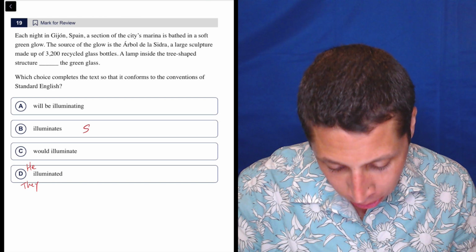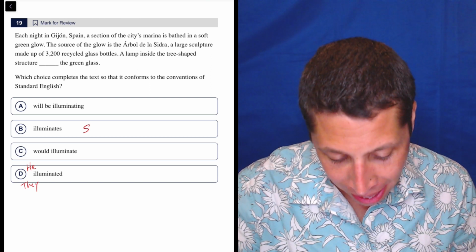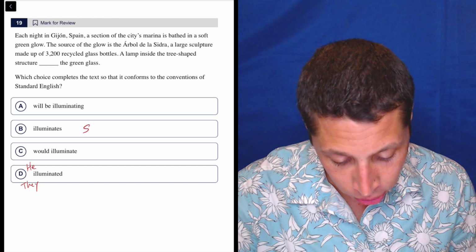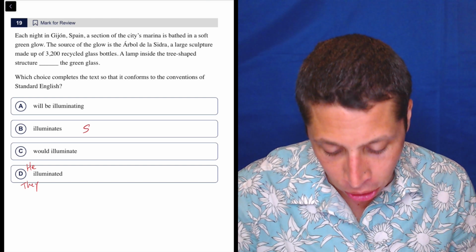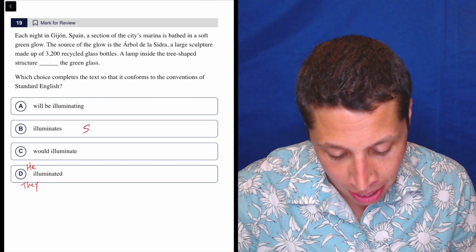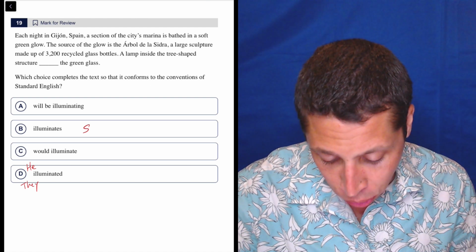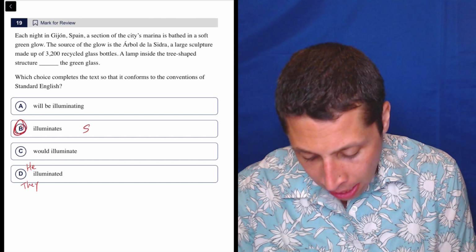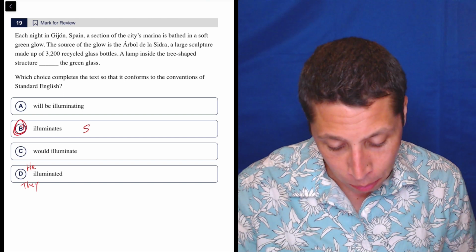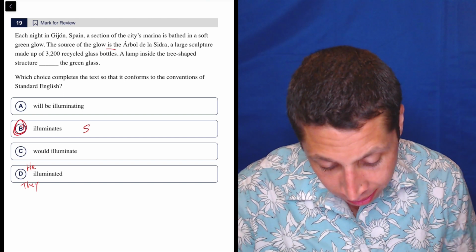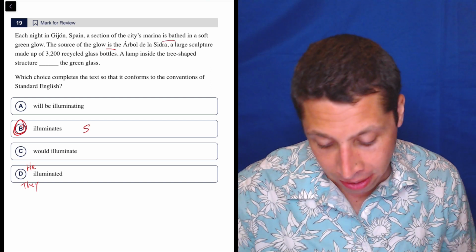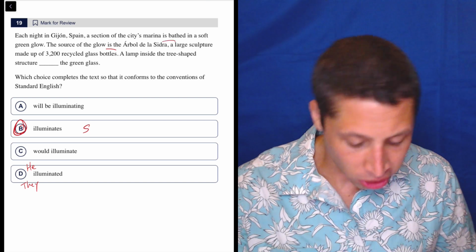Each night in Gijón, Spain, a section of the city's marina is bathed in a soft green glow. The source of the glow is the Árbol de la Sidra, a large sculpture made up of 3,200 recycled glass bottles. A lamp inside the tree-shaped structure illuminates the green glass. I can just kind of tell that that's it. And the reason is they're talking about it in the present tense, right? The glow is this sculpture, right? It is bathed in the soft green glow.